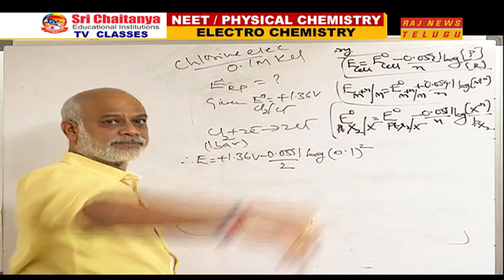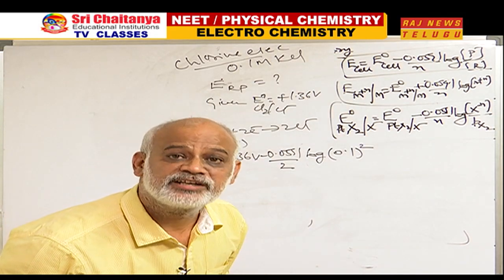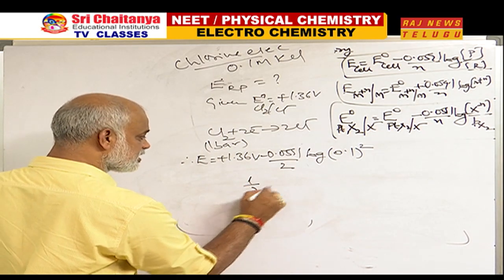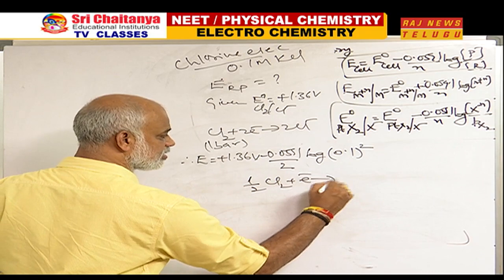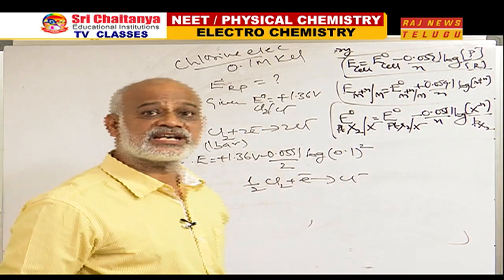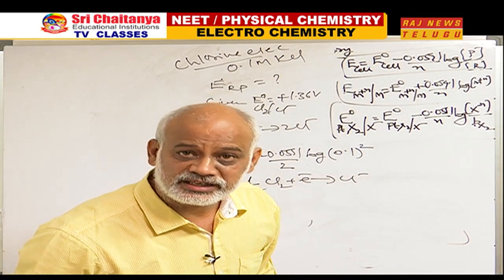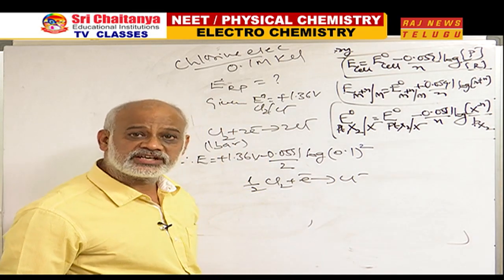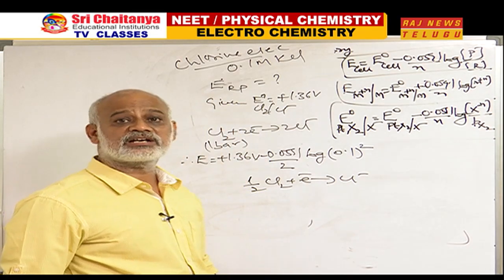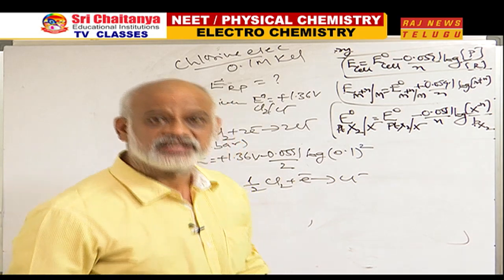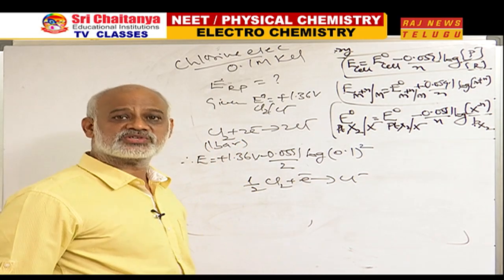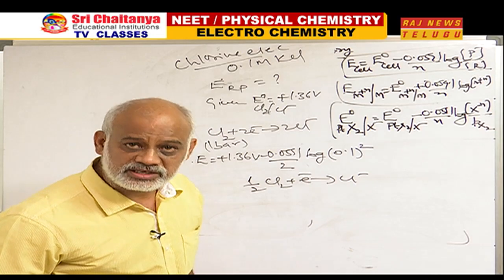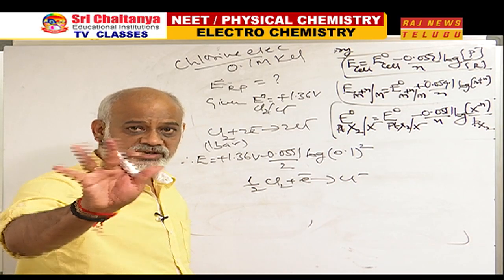0.1 whole square. Did you? No, sir. I wrote the equation like this: half Cl2 plus electron gives Cl minus. Will my answer change? Luckily, it will not change. Why? Because electrode potential values are intensive properties. They don't depend on the stoichiometry.